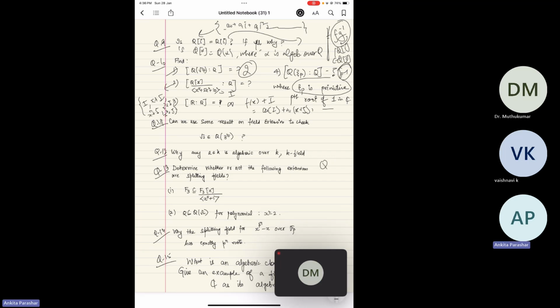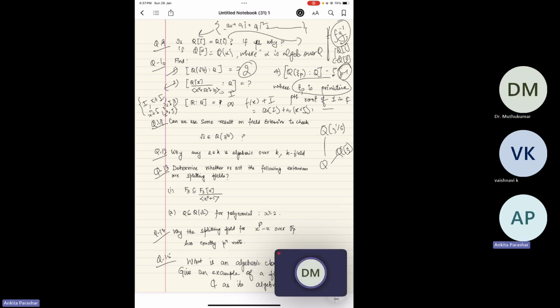You have this Q and you have this Q(3 power 1 by 5). Suppose root 3 belongs to this, but you know that root 3 does not belong to Q. So you have another extension, Q(root 3). If root 3 belongs to Q(3 power 1 by 5), can I say that Q(3 power 1 by 5) is an extension of Q(root 3)?